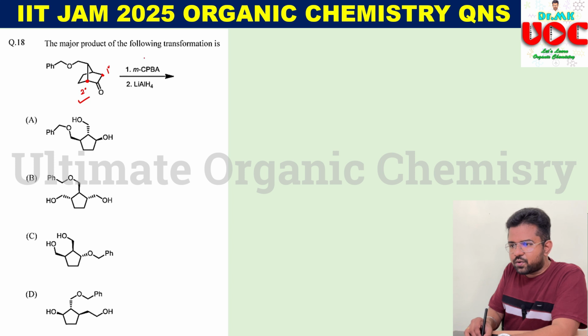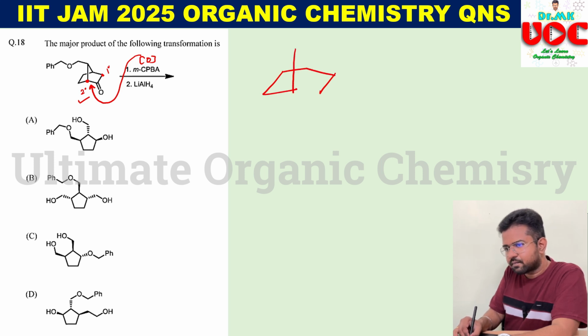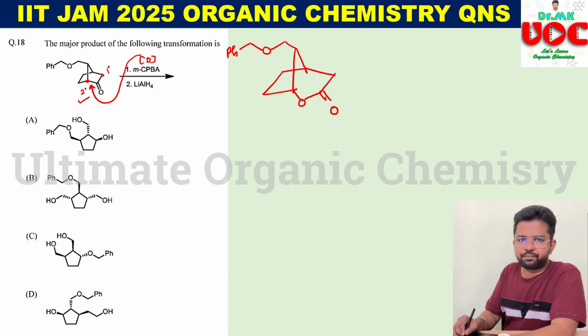So what you need to do is just insert an oxygen atom between the secondary carbon atom and the carbonyl carbon atom. That's it, over. And if you do like that, you are going to get a lactone like this. This is the first step.